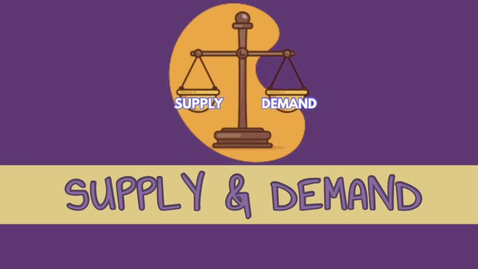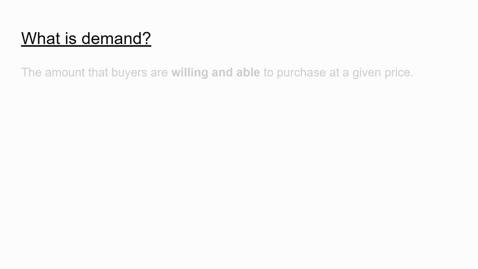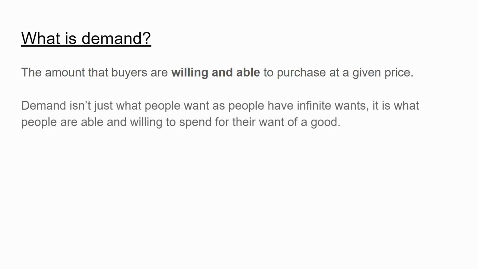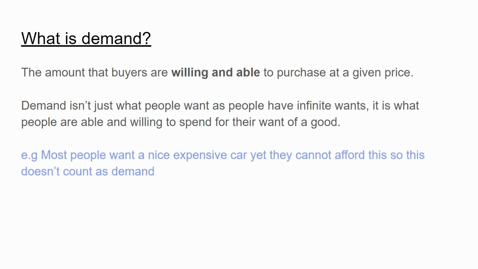In this video we'll be looking at supply and demand. So what is demand? Well, demand is the amount that buyers are willing and able to purchase at a given price. Demand isn't just what people want, as people have infinite wants, it's what people are able and willing to spend for their want of a good. So for example, most people want a nice expensive car, yet they cannot afford this, so this doesn't count as demand. So what does a demand curve look like?